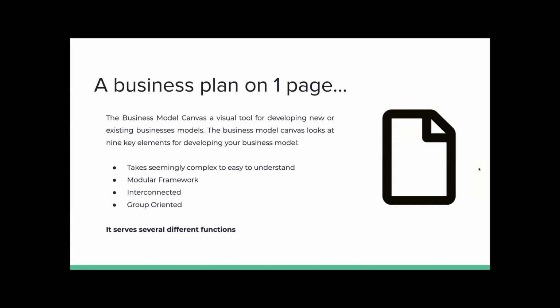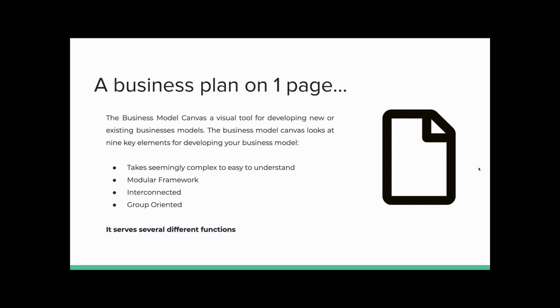So the business model canvas is essentially a business plan on one page. It is a visual tool for developing new or existing business models. It takes a look at 9 key elements for developing your business model. What it really does is take seemingly complex things and make them easy to understand. And we'll talk about how it does that. It has this modular framework, which is good because it's interconnected. So we're able to tie certain elements of the business model canvas, say value proposition, to your customer segments.